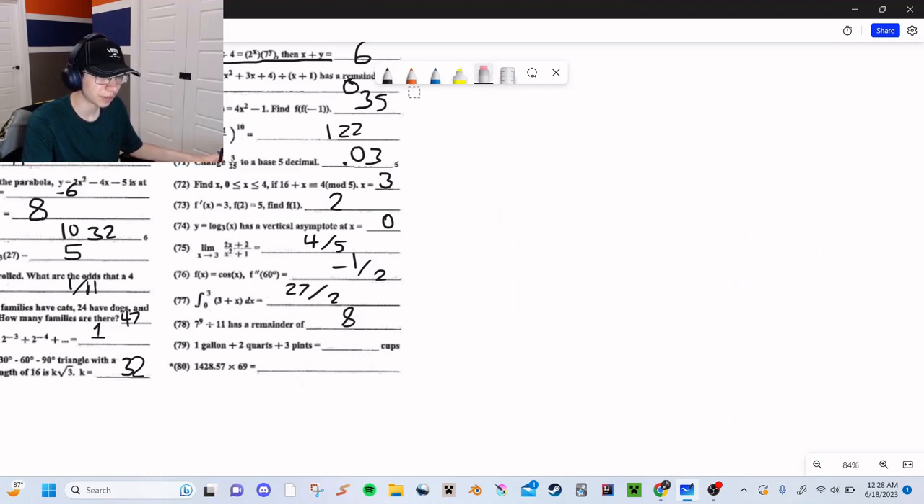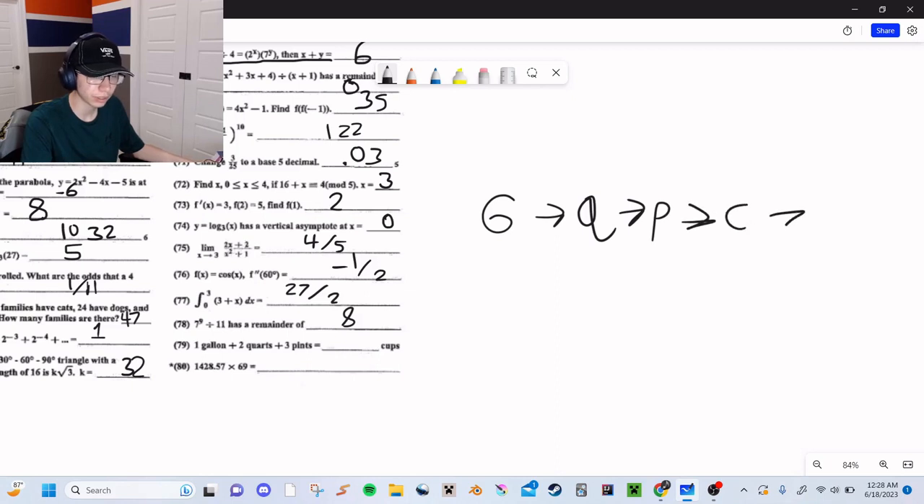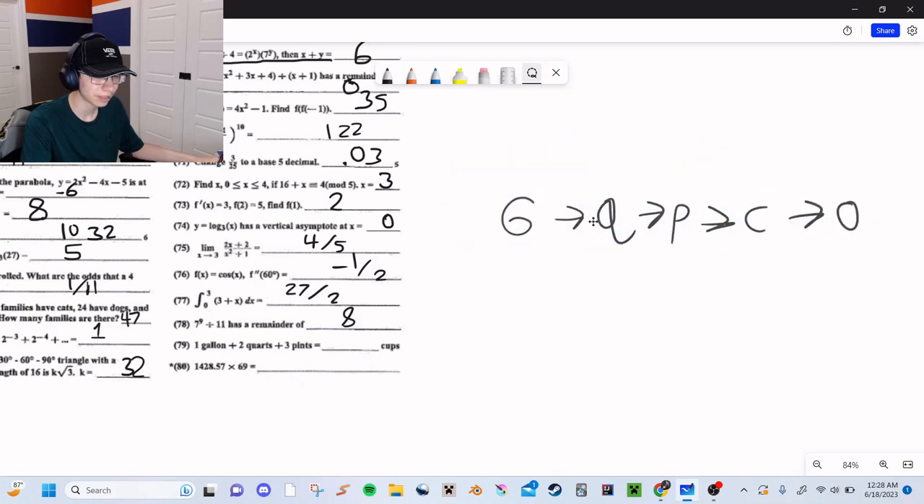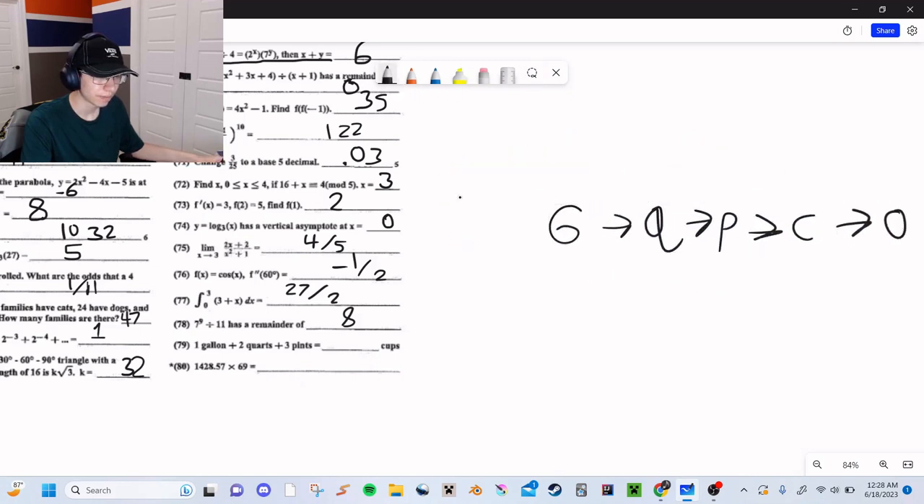Okay, 79, we're almost done. Okay, so 1 gallon. So gallon to quarts to pints to cups to ounces. Now, there's 2 extra ones you gotta know about, so grab these. These are bigger than a gallon. That's a bushel and a peck.